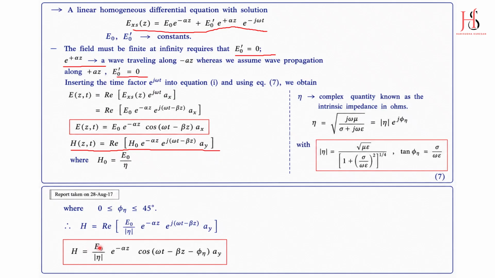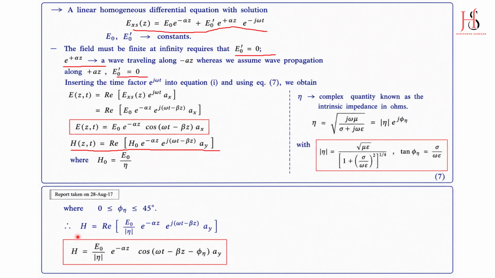Therefore, instead of H naught, we replace it with E naught by eta, e to the power of minus αz cos(omega t minus beta z minus phi n) into ay, because here the magnitude of eta is equal to the square root of mu by epsilon divided by (1 plus (sigma divided by omega epsilon) the whole square) to the power of 1 by 4. Here tan 2phi is nothing but sigma by omega epsilon, so this phi lies between 0 to 45 degrees.